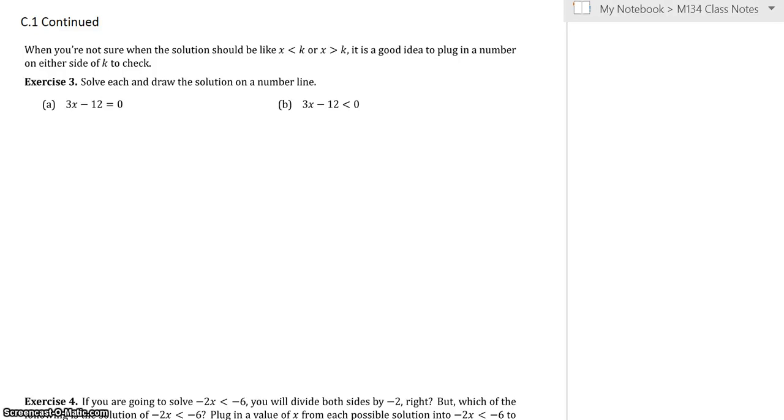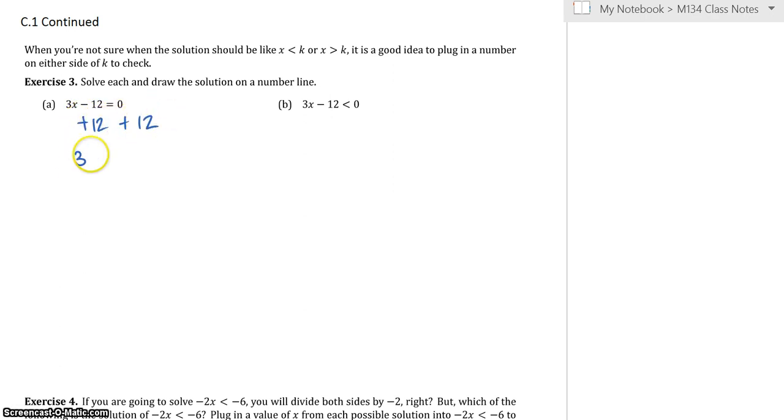Hello again. We are going to continue with section C.1. So let's start with exercise 3. Solve each and draw the solution on the number line. So we know how to do this. We're just going to add 12 to both sides.